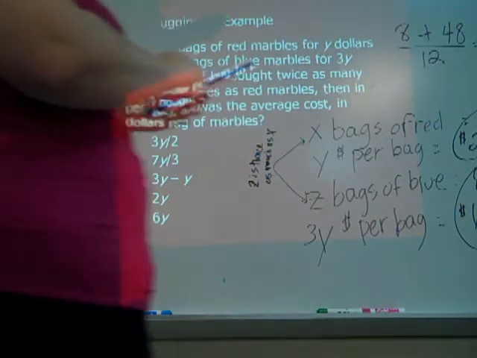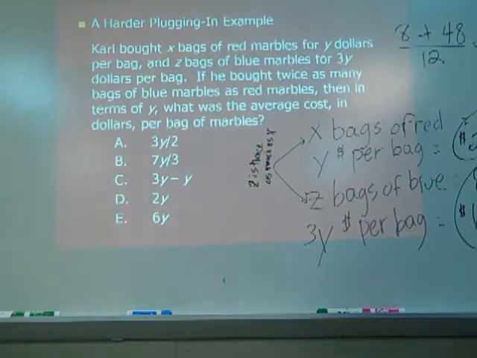So 56 divided by 12. It's like 4 with a repeating. Wait, how'd you get 12? Because there were 12 bags, right? Oh, okay. Yeah, it's like this.